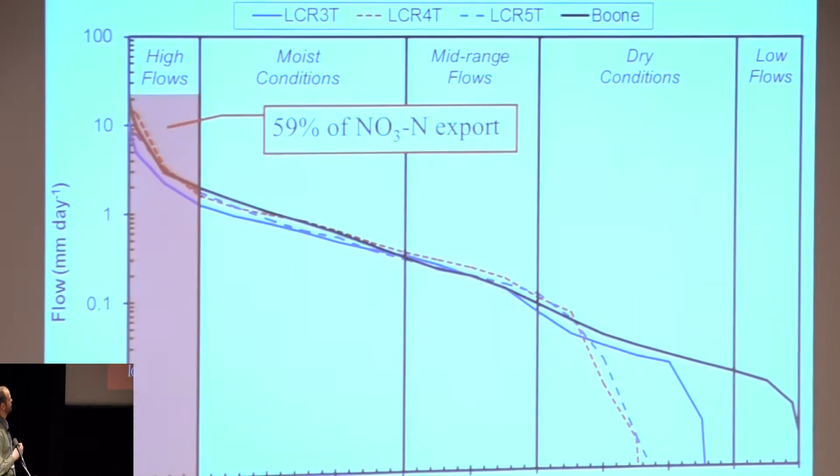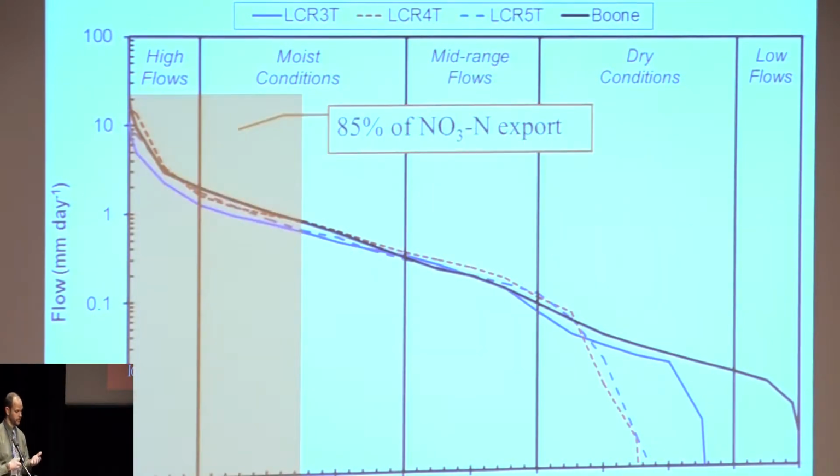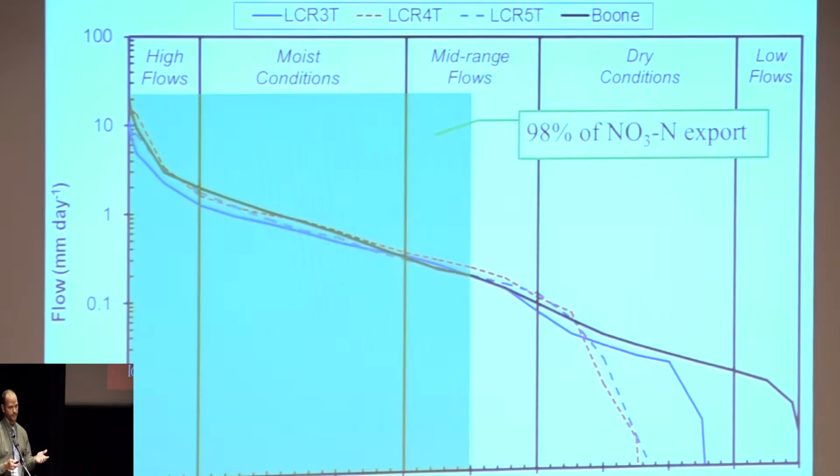Nearly 60% of the nitrate that comes through the system moves during the highest 10% of daily flows. Similarly, the highest 25% of flows is moving about 85% of the nitrate export. And the top half of flows essentially is moving everything.